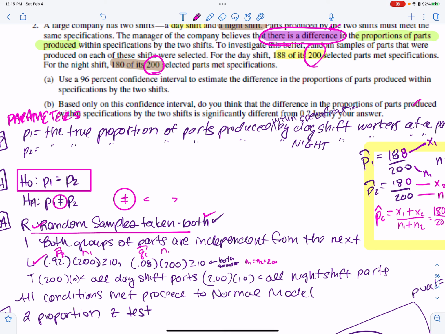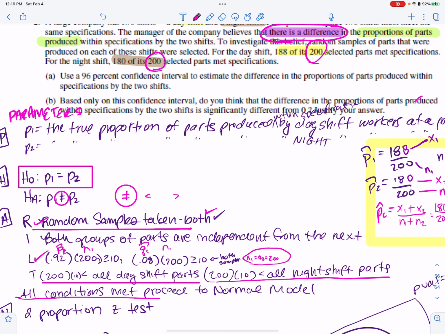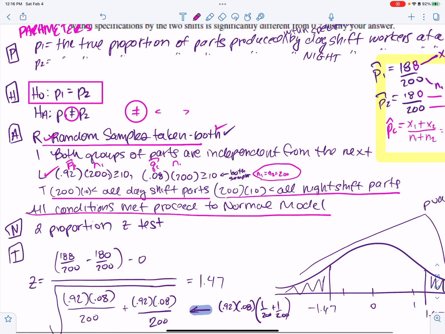Now, really, I was lazy because N1 is equal to N2. I said, oh, look, both the same, it's going to be the same thing. So I just said N1 is equal to N2. But to be more complete, I really should have said 180 and 180 are both in samples 1 and 2. And that's the reason that large sample is met. The last one, I did do it correctly and I wasn't lazy. I said 200 times 10 is less than all day shift parts. 200 times 10 is less than all night shift parts. And then I said, okay, all conditions are met. Let's proceed to the normal model.